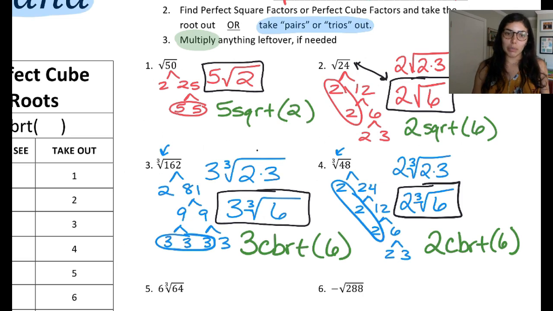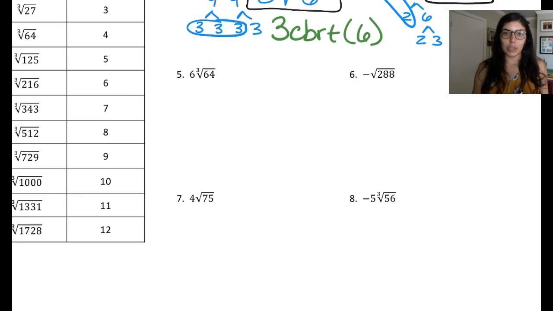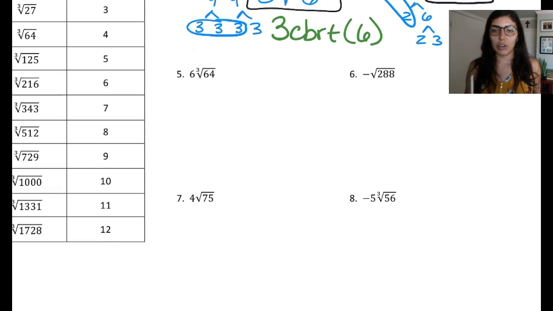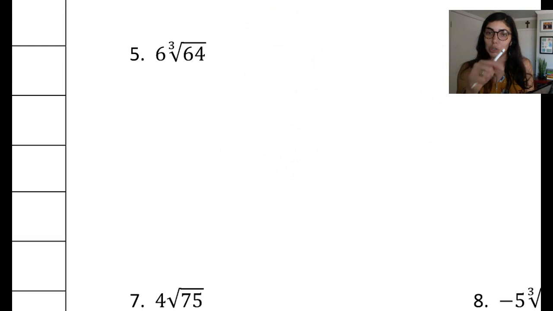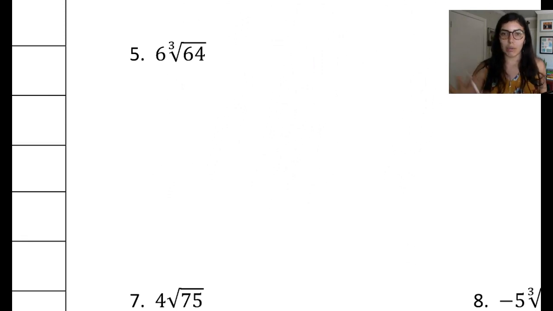Now let's talk about numbers 5 and 6. Those are the only ones that we're going to do. We're going to skip number 7 and 8 because I know you're already tired of listening to me talk. On number 5 and 6, there's already a number in front of the radical sign. Do y'all see that? On number 5 it's 6 times the cube root of 64 that I want to reduce. That's okay. That 6 will just be in the front when I start reducing the whole problem and multiplying everything together. So for right now, I just ignore it, and I break down like I know it.